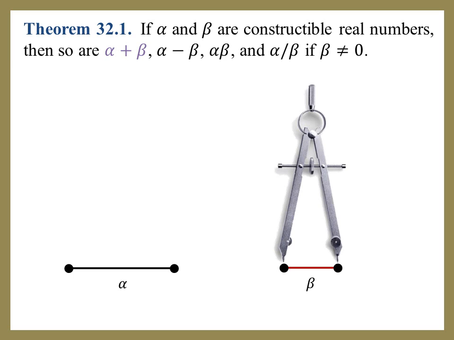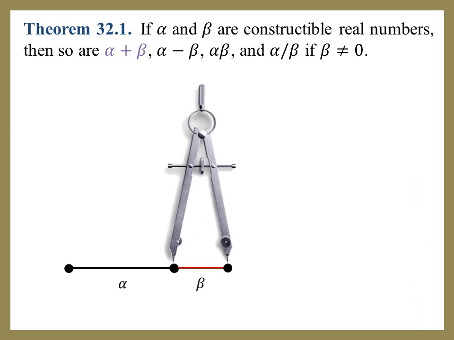If alpha and beta are constructible real numbers, then so is alpha plus beta. We simply take the segment of length beta and translate it onto the end of a line segment with distance alpha marked off on it. This results in a line segment of the desired length.